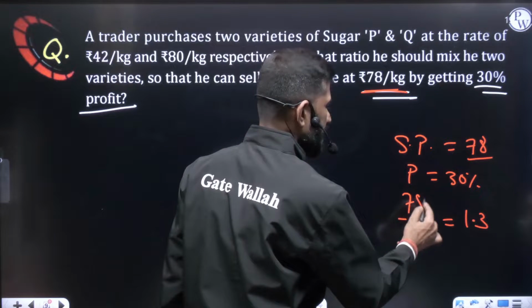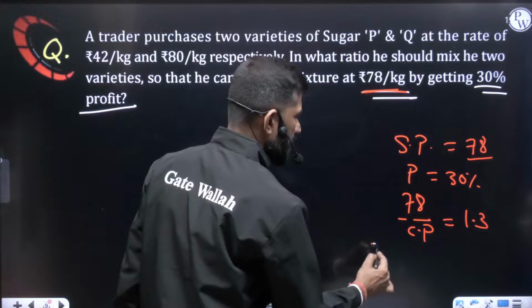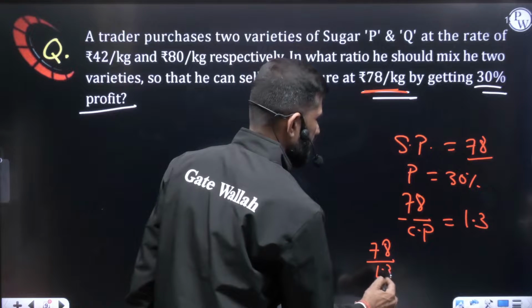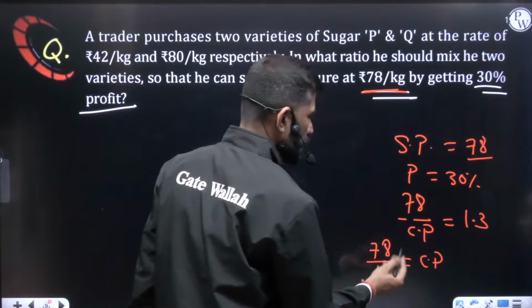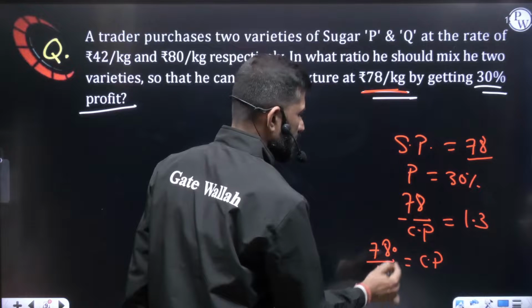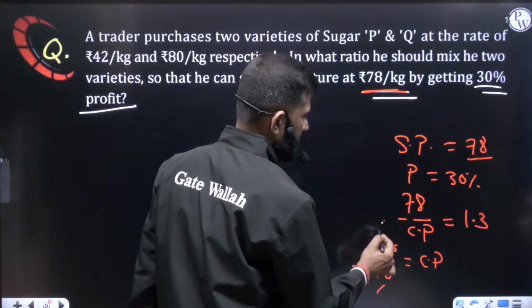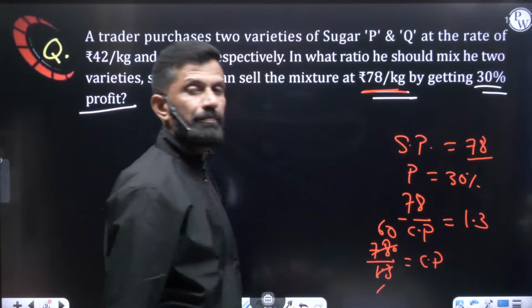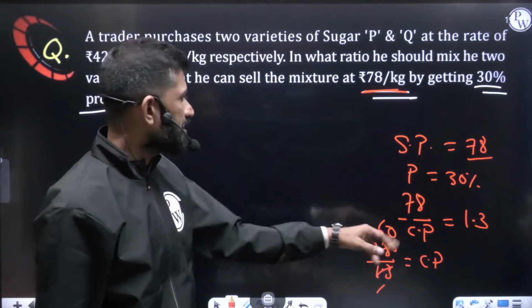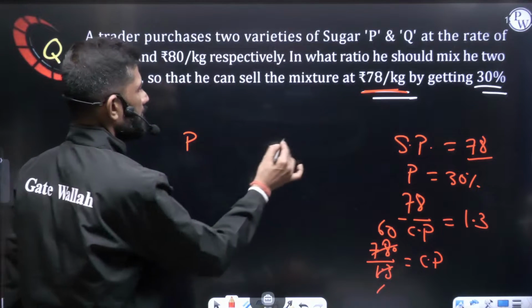So if you place 78 here and 1.3 on this side, 78 by 1.3 is the cost price. If you remove the decimal, it becomes 780 divided by 13; 13 sixes are 78, so it becomes 60. So the cost price was 60 rupees. Now you can write P and Q.